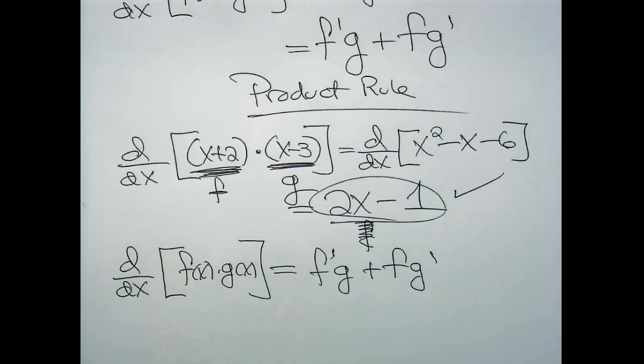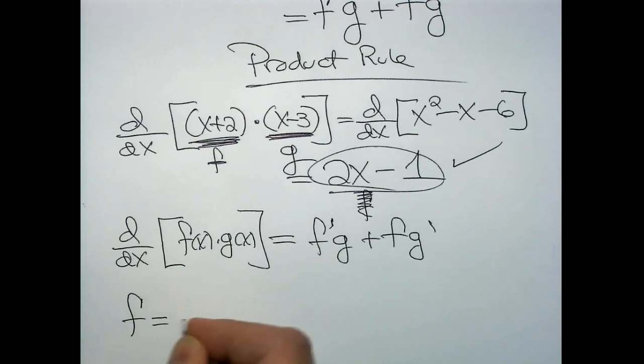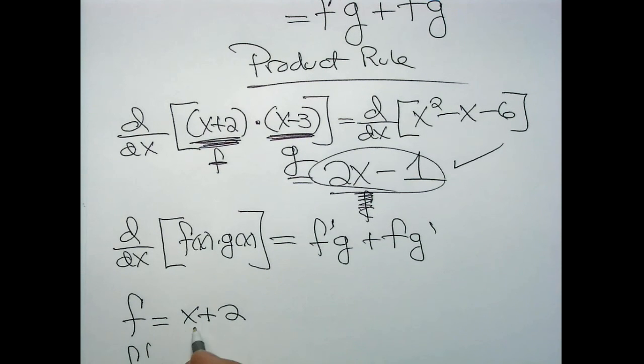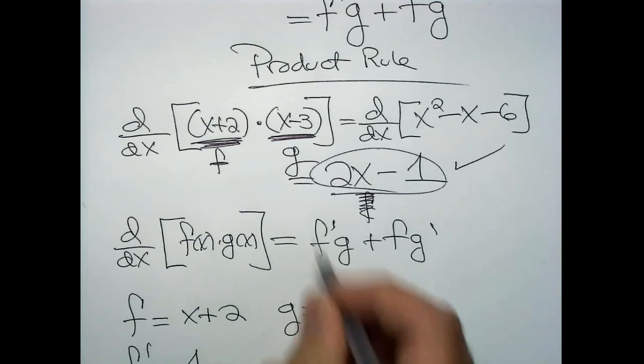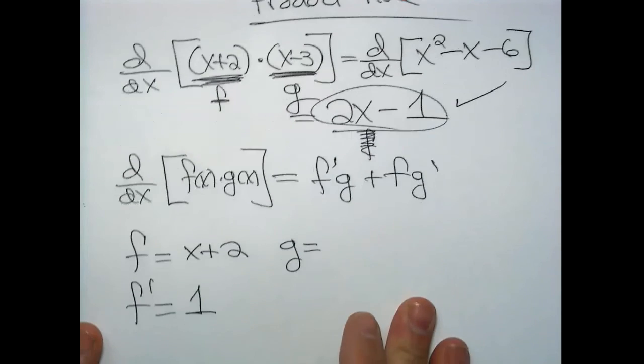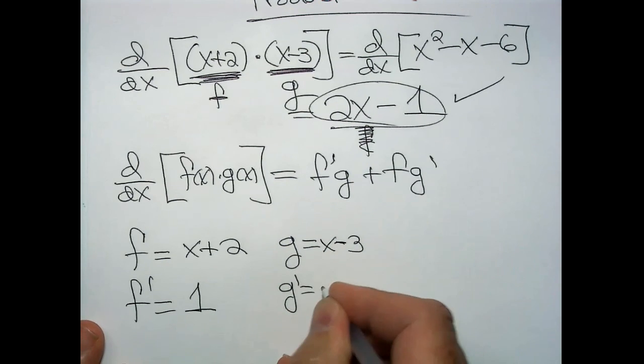Well, great way to do this is make a table. So you have f, just x plus 2. You have f prime. Okay, f prime is just 1. You have g, which is x minus 3, and g prime, which is just 1.